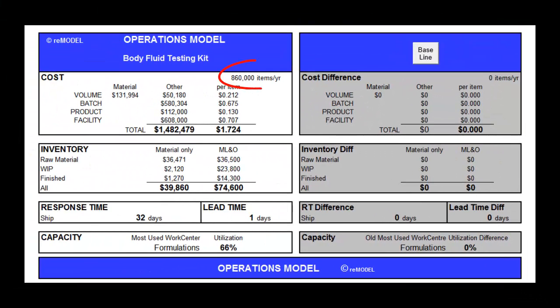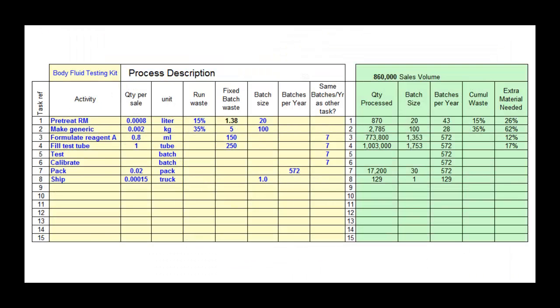We have 860,000 items a year at a unit cost of about $1.70. And you'll notice that the batch related cost is very large compared to the volume related labor cost, indicating that this is very much a batch activity. We have a response time of 32 days, which is something we might want to look at. So, having said that batch size is the main driver of cost here, that forces us to look at batch size to save money. So let's suppose instead of making every product every week, which would give rise to 572 batches a year, we make every product every 2 weeks. Let's see what effect that has.